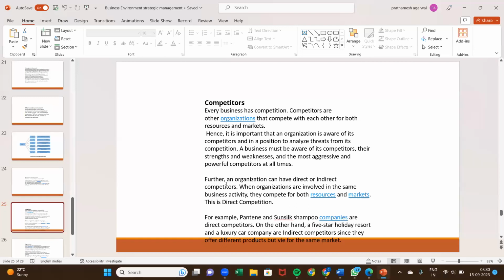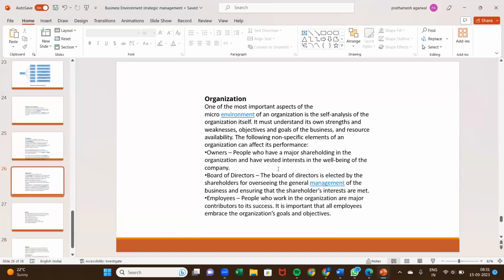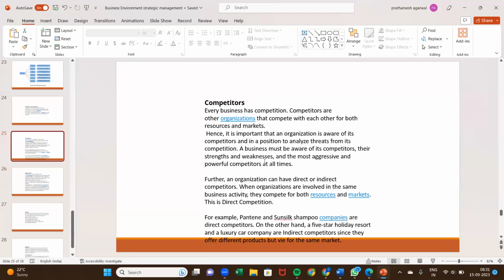This is direct competition. Now you see mobile phones. What were there? Redmi. Then you have Samsung. You have Apple. And which other brands? Xiaomi. Then Oppo, right? Am I right? So these are the different brands and they are competing. They are the same product and they are competing for both resources and markets. So in case of mobile phones, this becomes a direct competition.